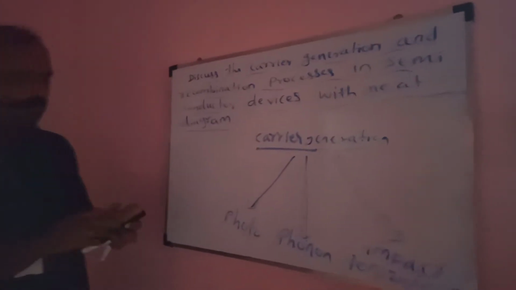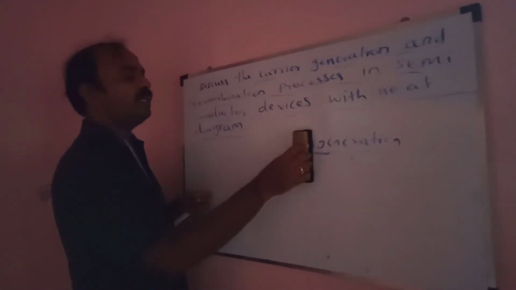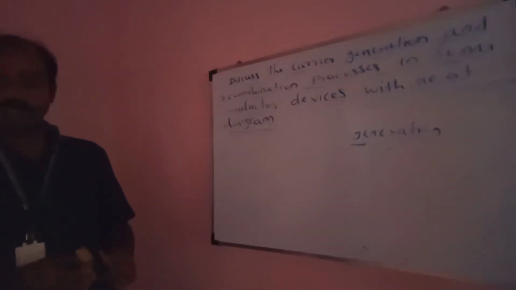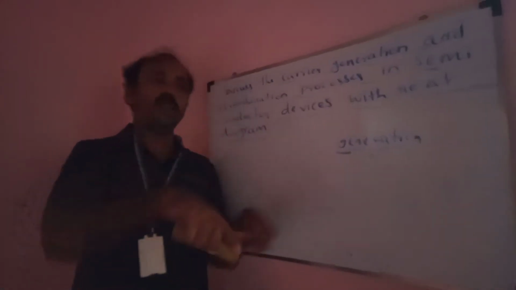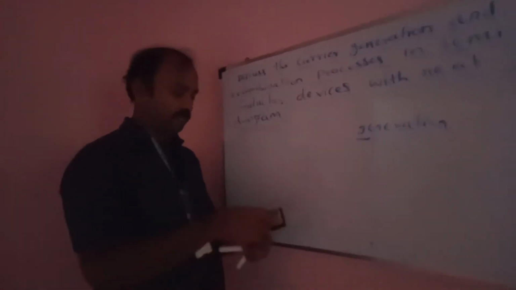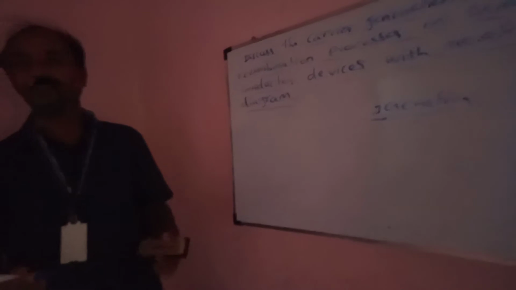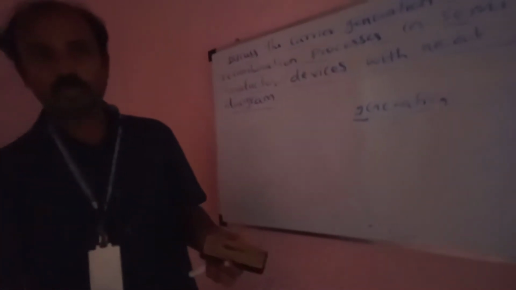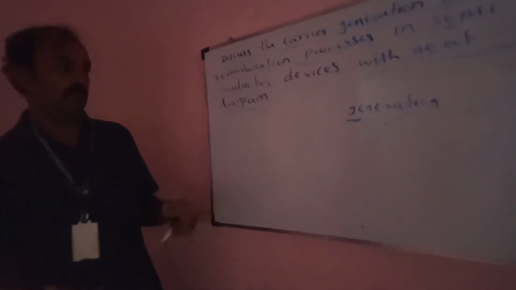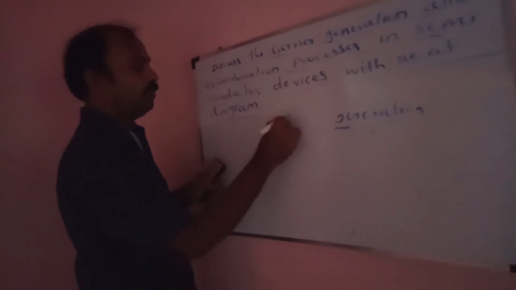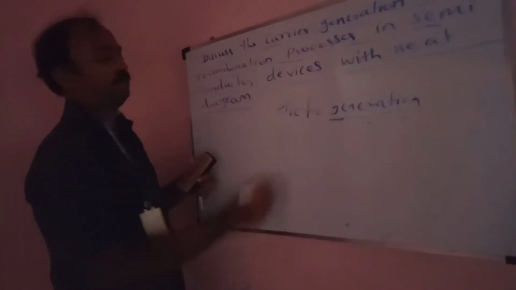What is the meaning of photo? Photo is nothing but light. Based on incident light which falls on the semiconductor, there is a formation of a positively charged hole and a negatively charged electron. That is called photo generation.